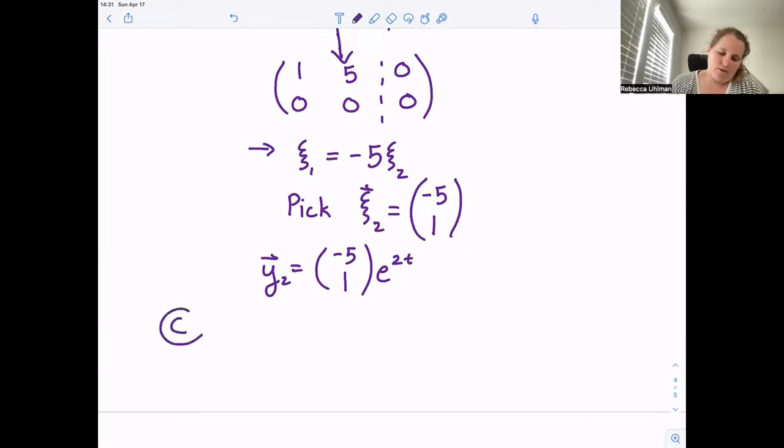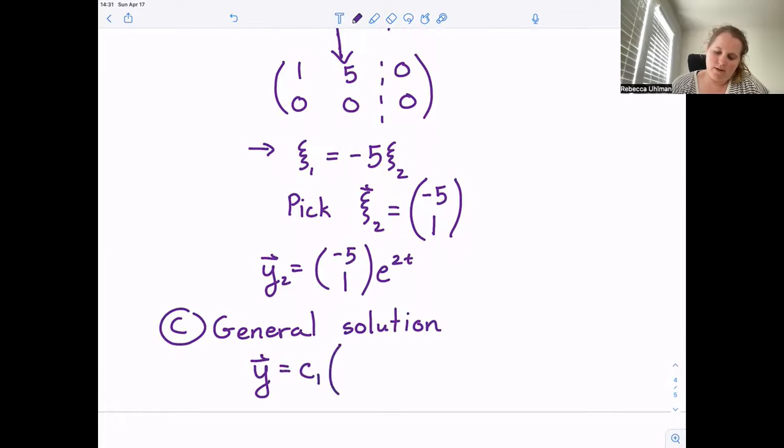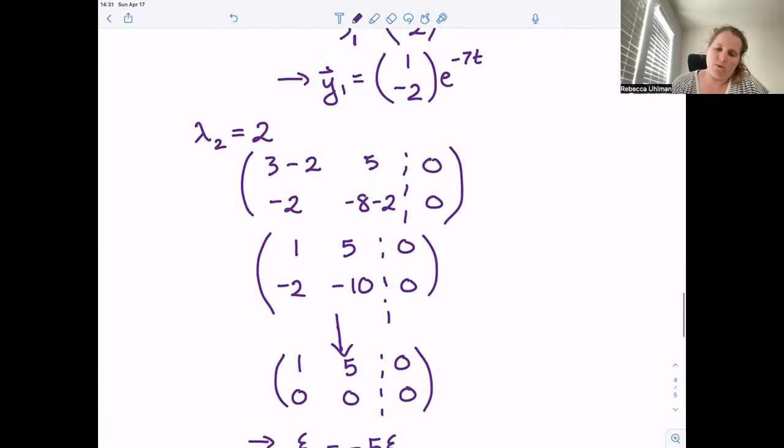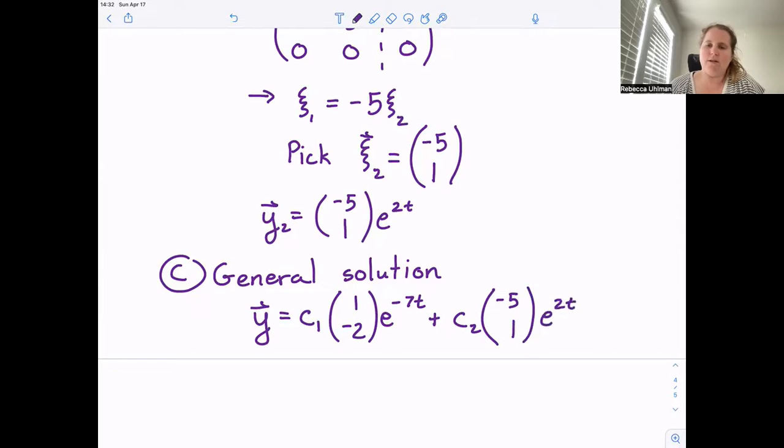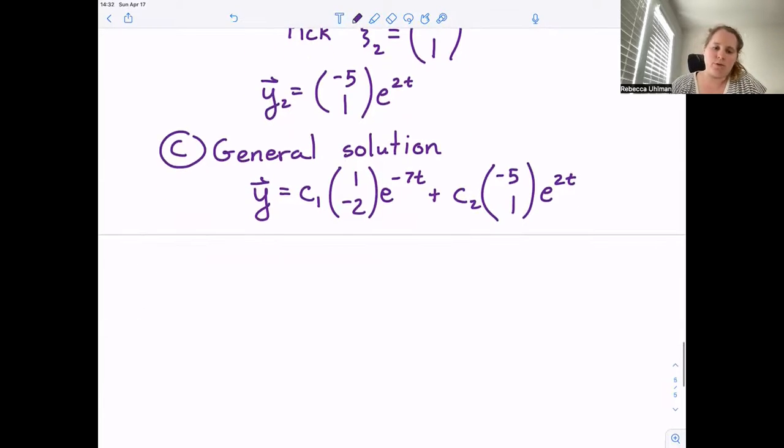Next up, we need our general solution. So we have general solution. Y is equal to c1 times the vector 1, -2 times e to the -7t plus c2 times -5, 1 times e to the 2t. Once we have our general solution, then we can go ahead and solve the IVP.